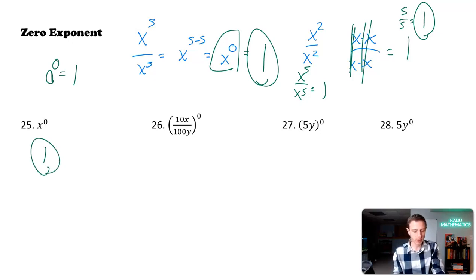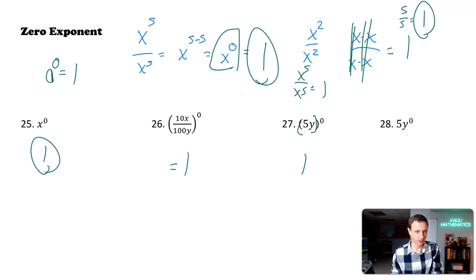10x over 100y raised to the 0 power. I don't even care what's happening on the inside here because the entire parentheses is being raised to the 0 power. Therefore, the answer is 1. No matter what is going on, the entire statement is being raised to that 0 power, so the whole thing's 1. And 27, 5y to the 0 power. The entire parentheses is being raised to the 0 power, so that's 1 again.